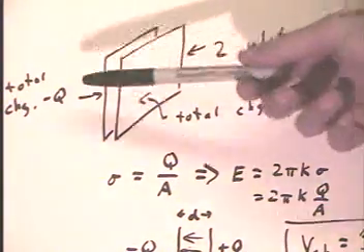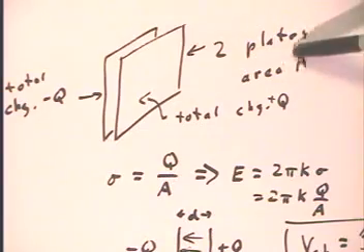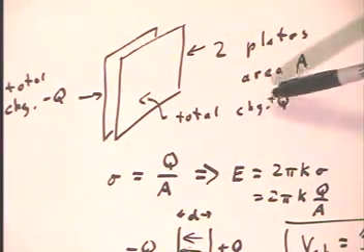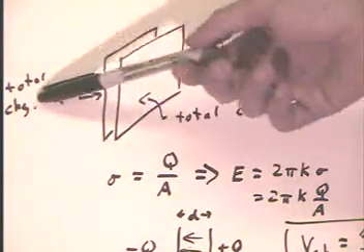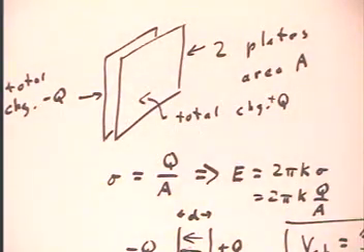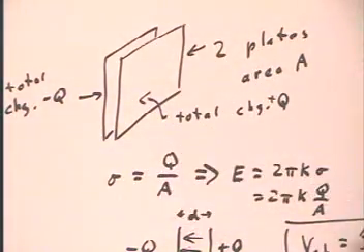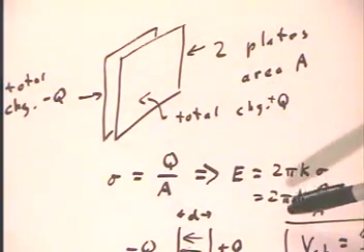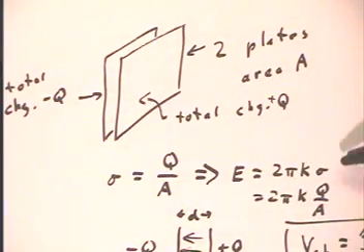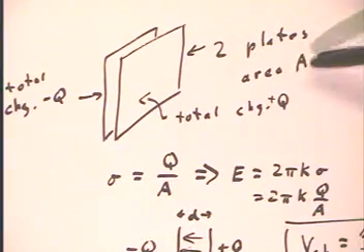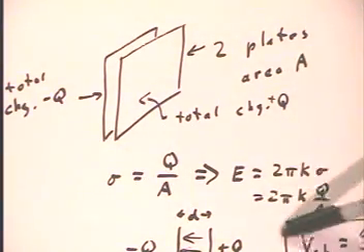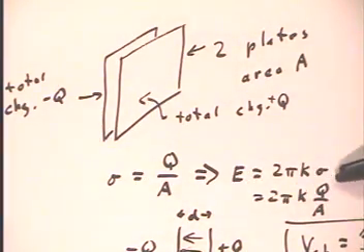If we have two plates, each with area A, one carrying a total charge of plus Q, the other a charge of negative Q, then the charge distribution on the positive plate is Q over A, so the electric field is 2 pi K sigma. Sigma is just Q divided by A again, and we have the electric field's 2 pi K times Q over A.